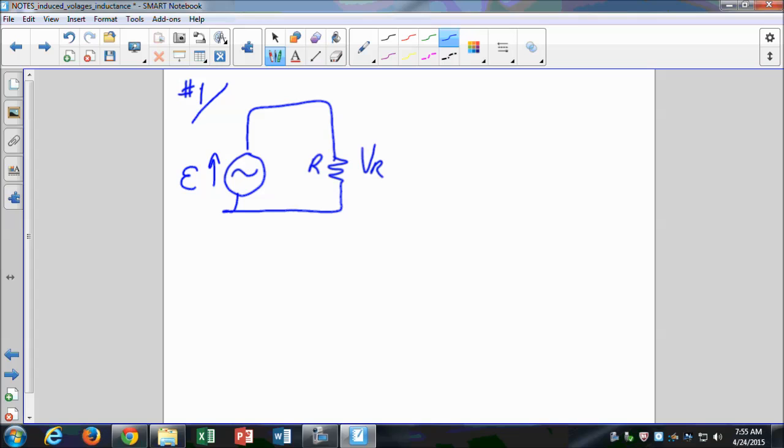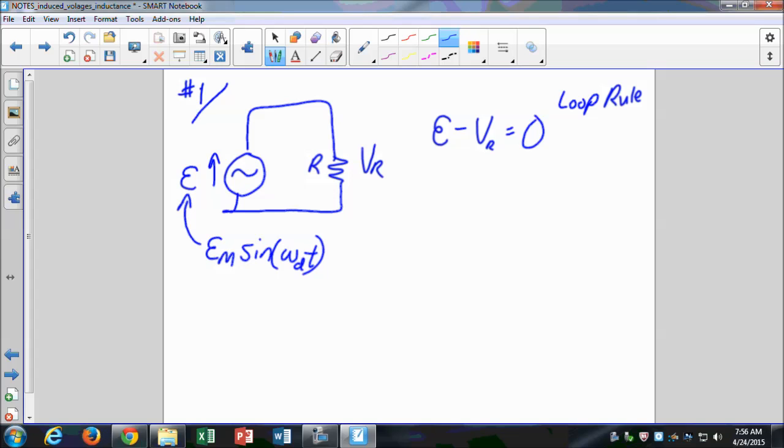Alright, I know from the loop rule that E minus VR is equal to 0. That's just from the loop rule. That still holds true. Like all the circuit stuff that we did with DC circuits, it's going to hold for AC circuits as well. And if you've taken a more advanced circuits class, you'll see all those things as well. Since I know that this is EM, that's my maximum, times sine omega dt, that's just our EMF for a driving AC electric source.